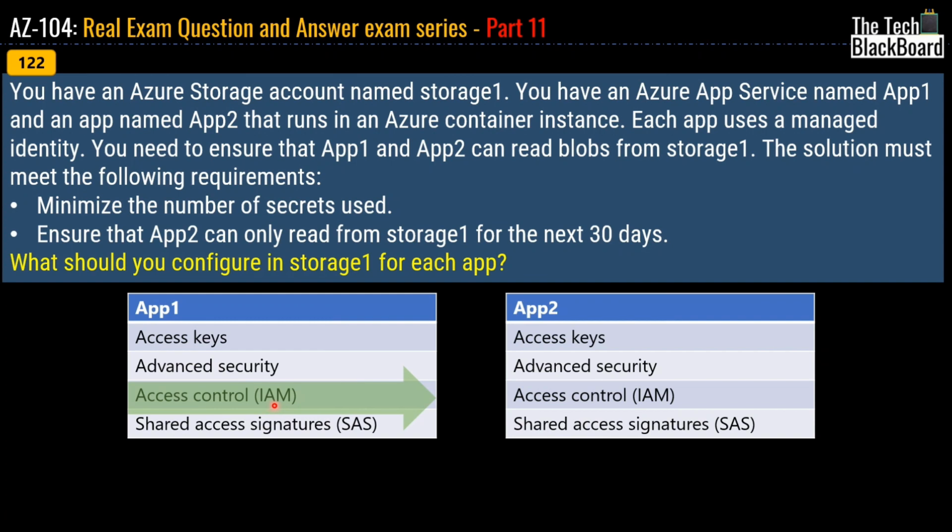Moving on, the correct answer for app2 is that we should use shared access signatures. And the clear reason for selecting SAS as a solution for this option is because it says that app2 can only read from storage for the next 30 days. So we need a conditional or temporary access on storage1 for the next 30 days, and the best way to achieve that is using shared access signatures.